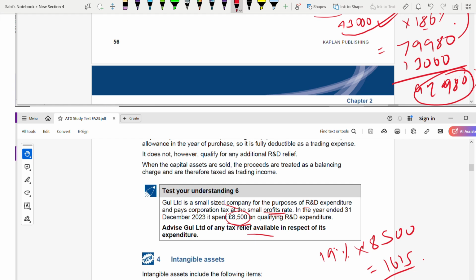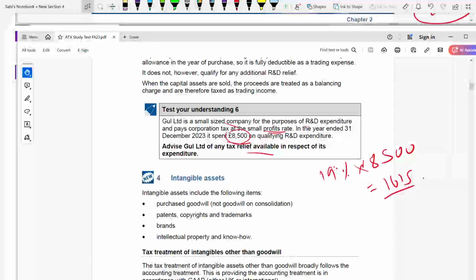which is 1615. This much you can save tax. So what would be the extra deduction? They can claim an extra deduction of 86% on this 8,500. Okay, that means it will give you an additional tax saving. The more you deduct as a tax, the more you can save tax, right? This is about tax relief.